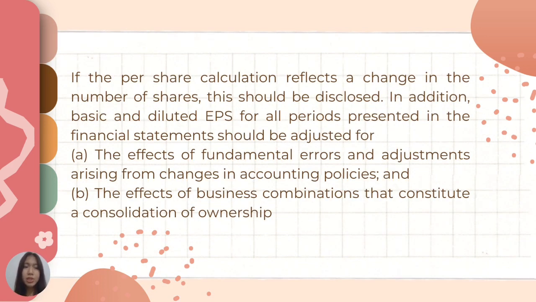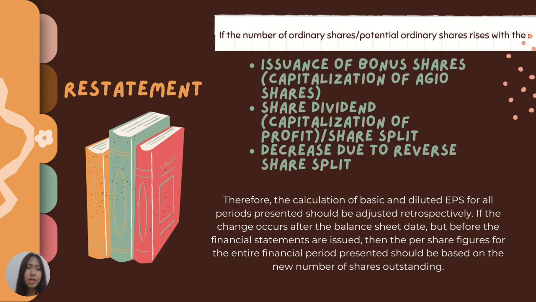And if the per share calculation reflects a change in the number of shares, it should be disclosed. In addition, basic and diluted EPS for all periods presented in the financial statements should be adjusted for the effects of fundamental errors and adjustments arising from changes in accounting policies and the effect of business combinations that constitute a consolidation of ownership.